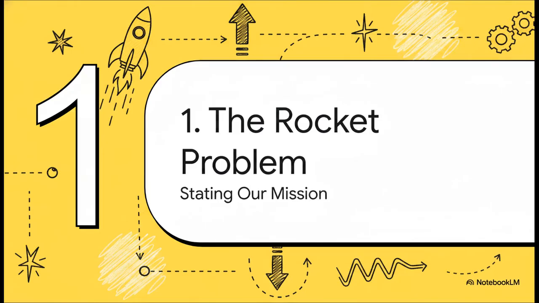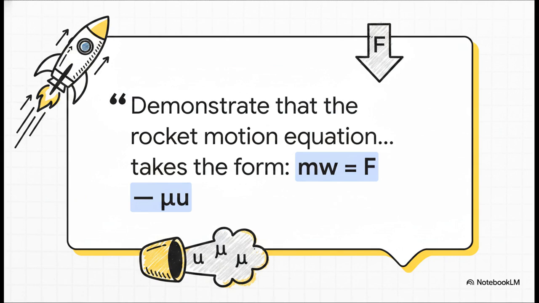Okay, first things first, let's lay out our mission. We're solving problem 1.178 straight from the source text, which basically asks us to build the equation of motion for a rocket from the ground up. So our goal is to prove this exact equation. Let's just break down what we're looking at. M is the rocket's mass at any given moment. And remember, it's changing. W is its acceleration. F is any external force, like gravity or air resistance.